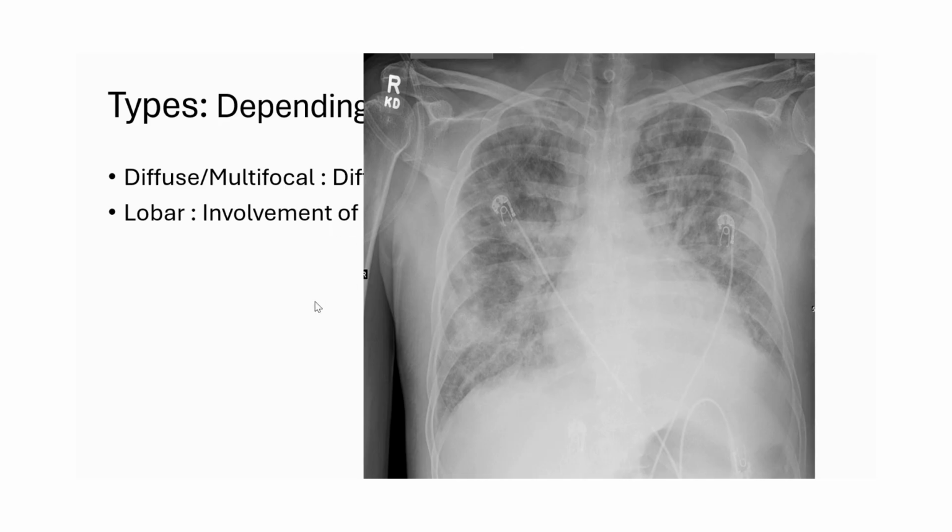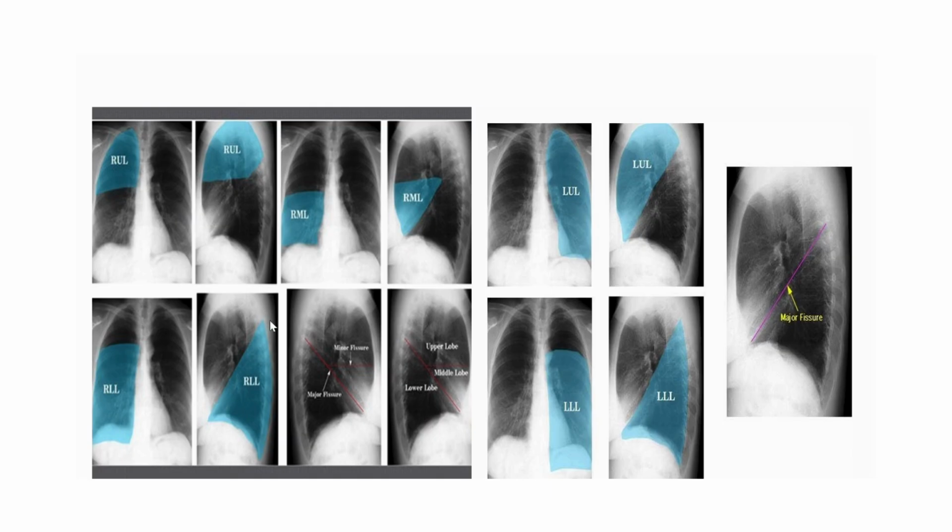Before going to the lobar type, let's understand the lobes and their anatomy in chest X-ray. So this red line denotes the oblique fissure, and this one is the horizontal fissure. The area above and anterior to the oblique fissure and horizontal fissure is called the upper lobe. So we see this blue area is the right upper lobe, and the area below the horizontal fissure and anterior to the oblique fissure is called the right middle lobe, which lies anterior and inferior.